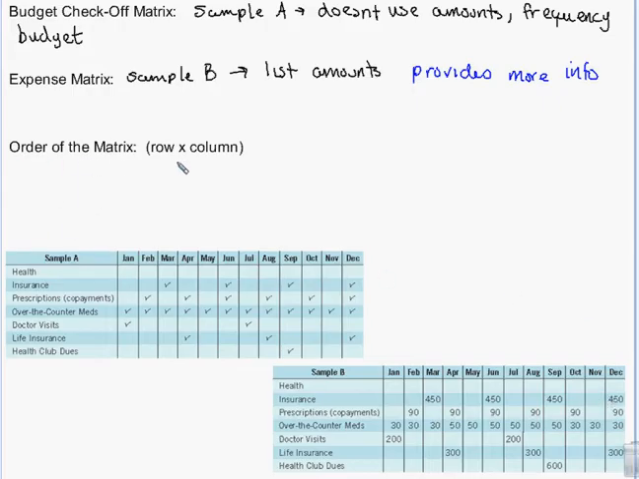And we already talked about the order of the matrix is rows times columns. And here I have 1, 2, 3, 4, 5, 6, 7, 8 rows, and then 13 columns. So this is an 8 by 13 matrix.